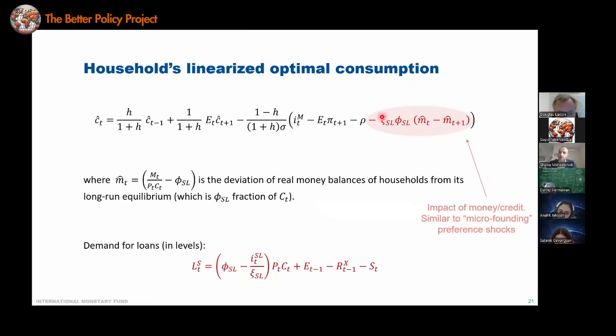And by the way, in this linearized version, this term looks very much like what preference shocks look like in linearized DSGE models. So it's essentially micro-founding those preference shocks, but with an explicit interpretation: if banks have their own reasons to expand or contract money balances, money supply or money creation, then that can have implications for consumption beyond the standard drivers like permanent income and interest rates.